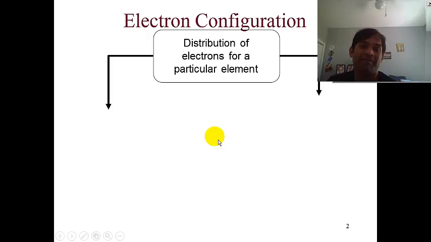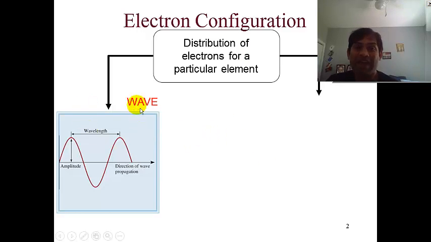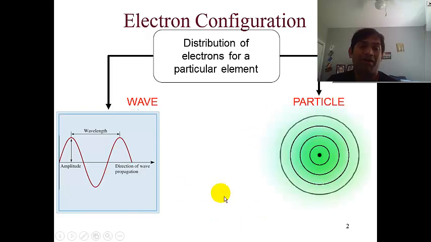Number one is that an electron is not just a wave, and it's not just a particle. In this case, an electron has both of these properties. As a wave, it will have a wavelength and an amplitude and energy associated with that as the wave propagates in one direction.